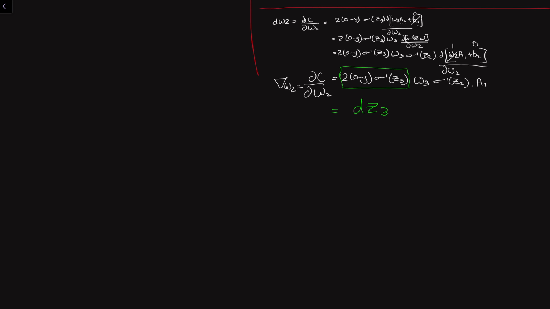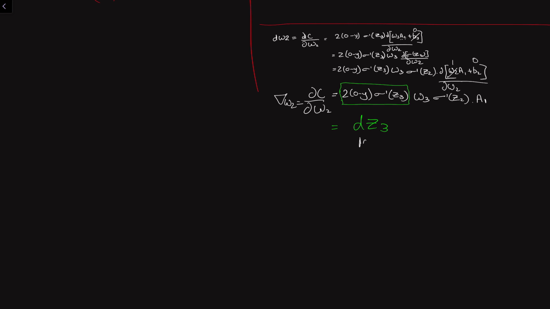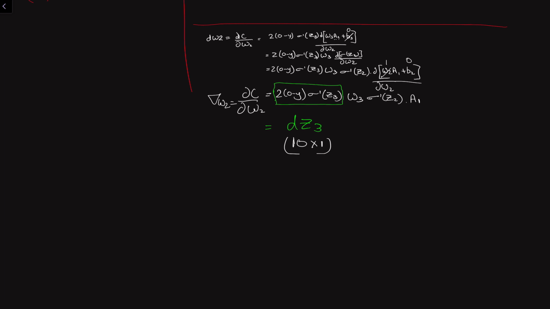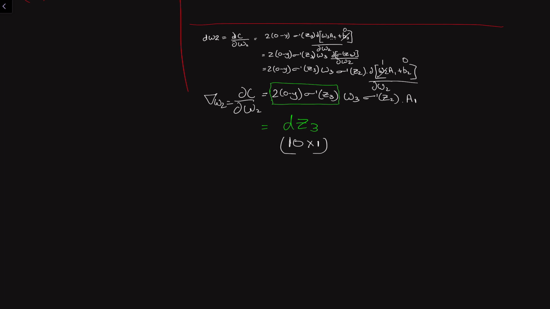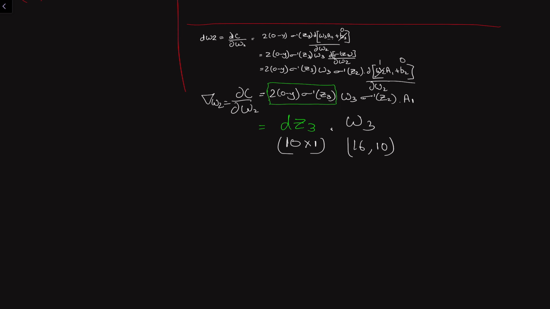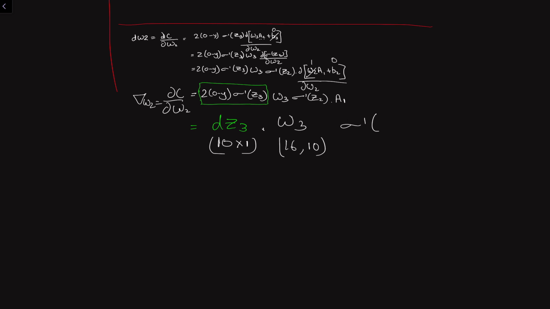It's crazy. Okay, dz3 is nothing but 10 comma 1. We're gonna write out the equations. Let's see, w3 has dimensions 16 comma 10, right? Now we're gonna choose sigma dash of z2. Remember, this term needs to be element-wise multiplied.